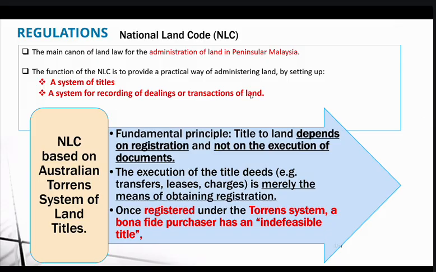So I'm going to write down two exam questions they asked before. Exam question number 1, they will ask which NLC is based on which country Torrens system of land titles. The answer is Australia. Exam question: title of land depends on execution or registration. The answer is registration.